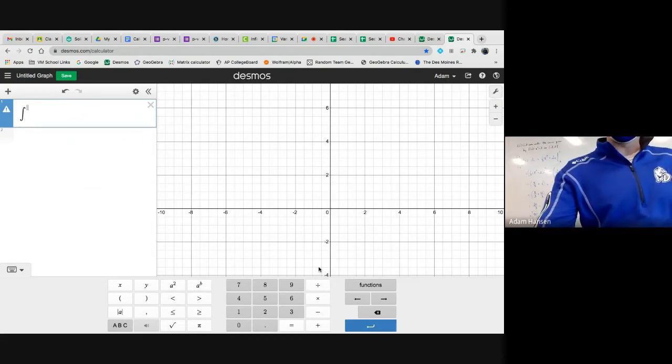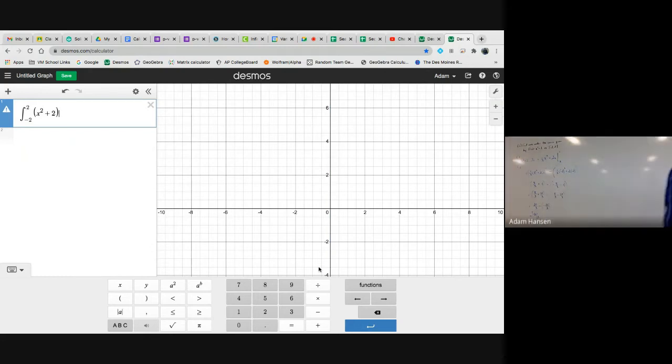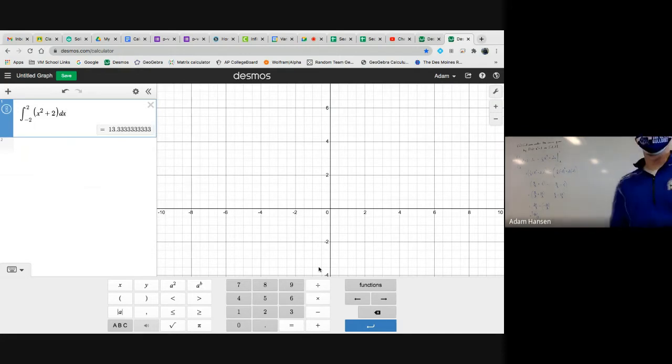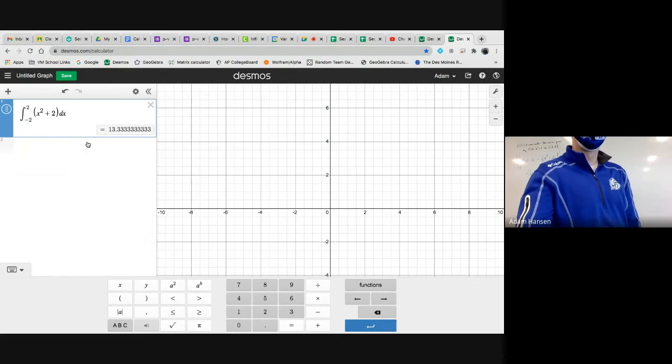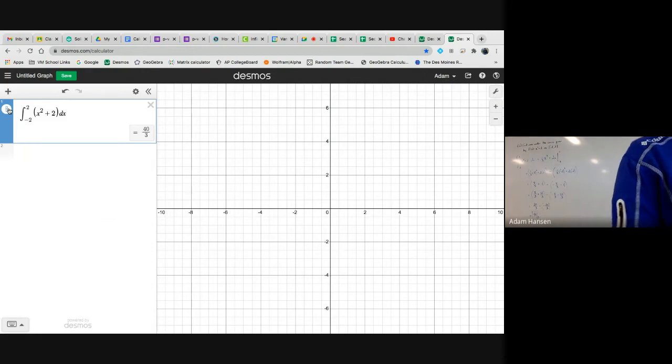So we're going to do the definite integral from -2 to 2 of the quantity x squared plus 2. Put that in a single quantity so Desmos knows what you need to take the antiderivative of. Don't forget the dx. If you want to turn that decimal approximation into an improper fraction, it's 40/3.